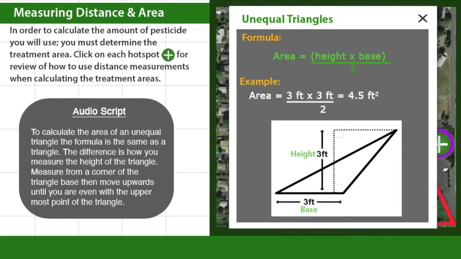To calculate the area of an unequal triangle, the formula is the same as a triangle. The difference is how you measure the height of the triangle. Measure from a corner of the triangle base, then move upwards until you are even with the uppermost point of the triangle.